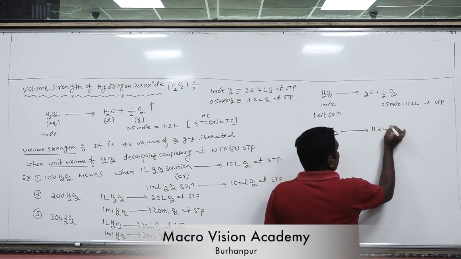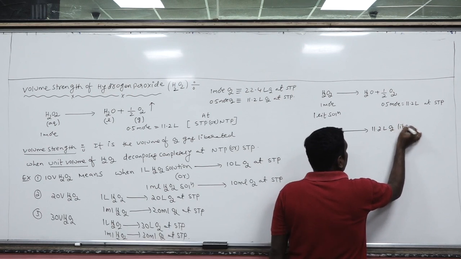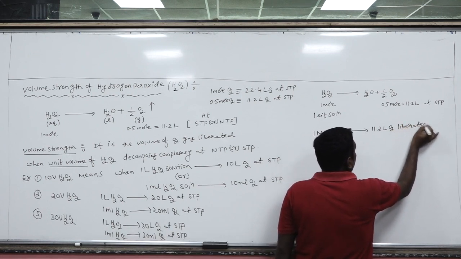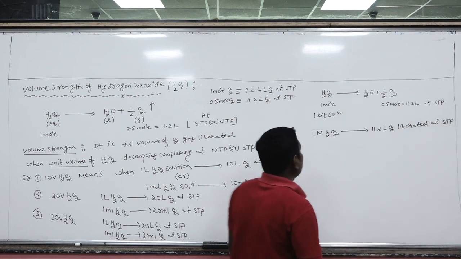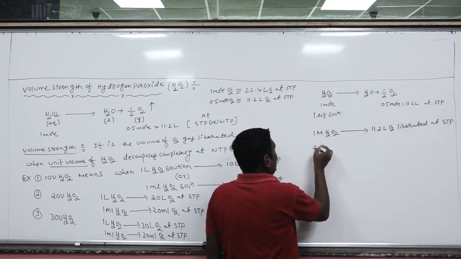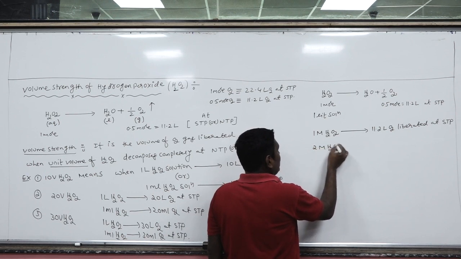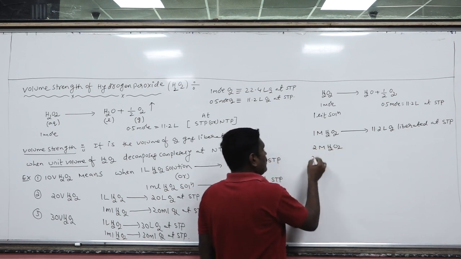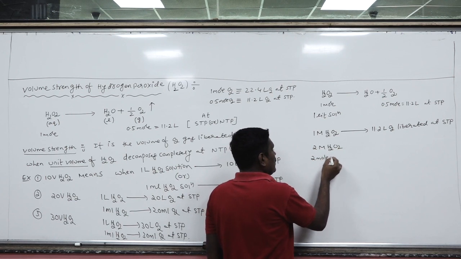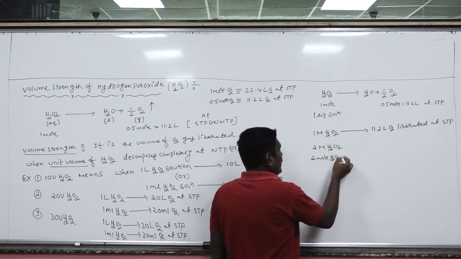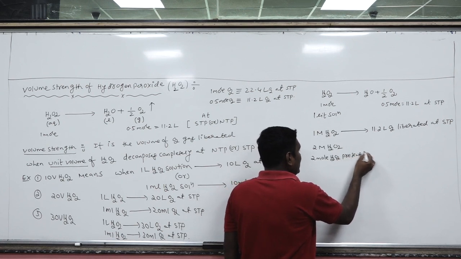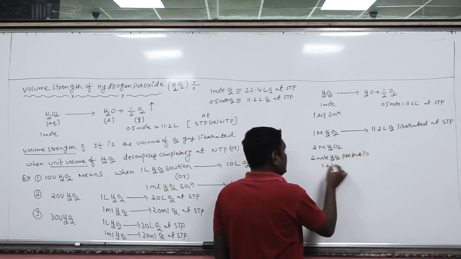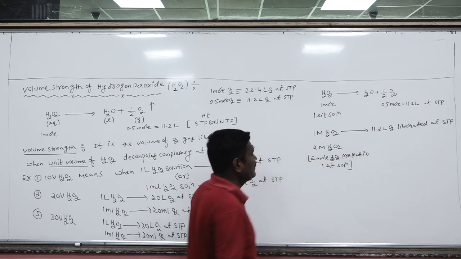11.2 liters of O2 liberated at STP condition. Let's suppose I am taking a 2 molar solution. What is the meaning of a 2 molar solution? 2 moles of H2O2 again present in 1 liter of solution. Remember, the volume of solution is always 1 liter, unit volume.